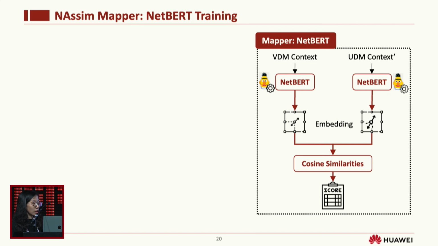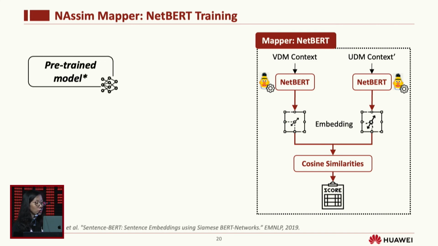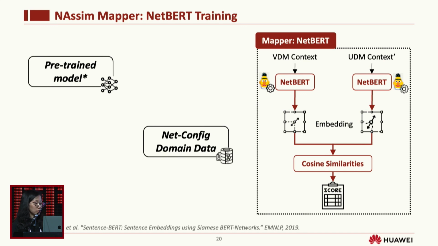And the power of NetBERT comes from two sources. The first is a pre-trained model, SBERT. It is pre-trained on a large natural language inference data set with a sentence matching objective. However, it has limited performance in a domain that is never seen in the pre-trained corpus. Thus, we introduced the second source, a domain corpus of the network configuration domain.